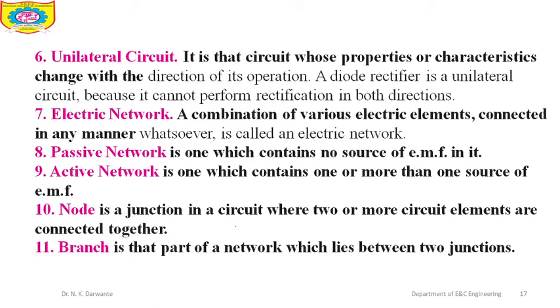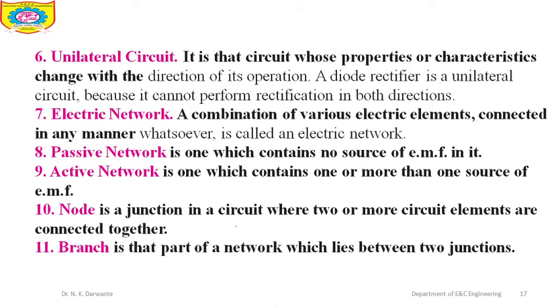Then an electrical network: a combination of various electrical elements connected in any manner whatsoever is called an electrical network. If different circuits come together with various other electrical elements, then that is called the electrical network. Then again, passive network and active network.